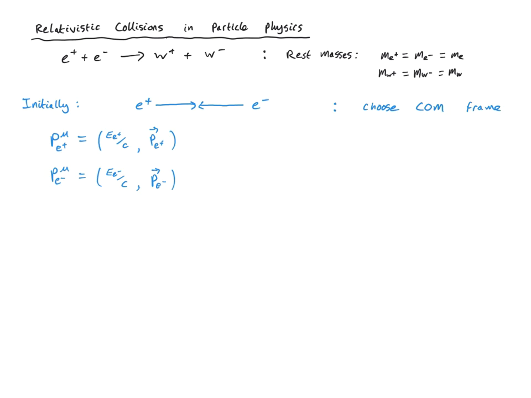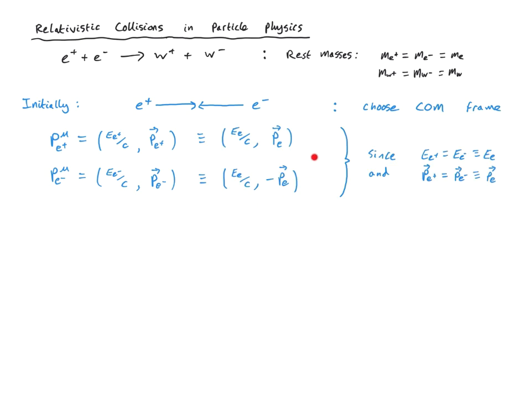As I just mentioned, by symmetry, we can make some simplifications, and that gives us these expressions, where now E subscript E is the same for the positron and electron, and P subscript E is equal and opposite in this central momentum frame. There's one other simplification we can make, because we suppose that the line of centres connecting the electron and the positron is along the x-axis.